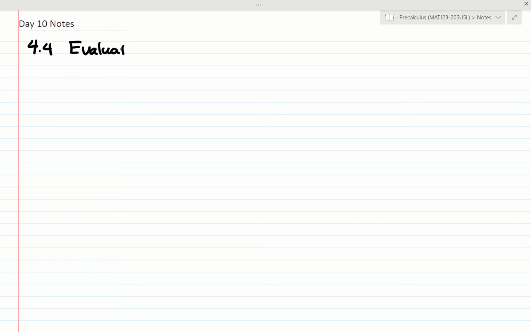So now that we've talked about properties of logs, let's go ahead and figure out how to actually evaluate them and come up with numbers. So this is section 4.4, and it's called Evaluating Logarithms and Change of Base Theorem.